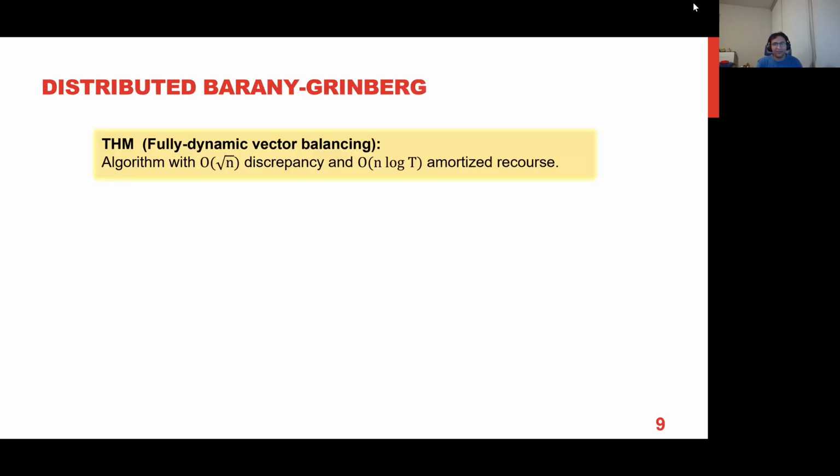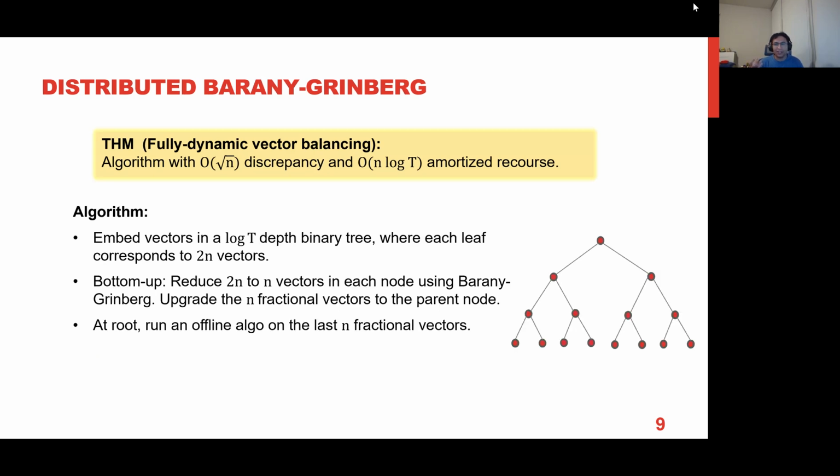So we basically achieve some kind of distributed Barani-Greenberg algorithm, where the underlying idea is actually very clean. You think of embedding all the vectors in a complete binary tree of height log t, where the leaves correspond to roughly 2n vectors. So you just arbitrarily partition these vectors into blocks of 2n vectors, and put each of these blocks at a leaf.